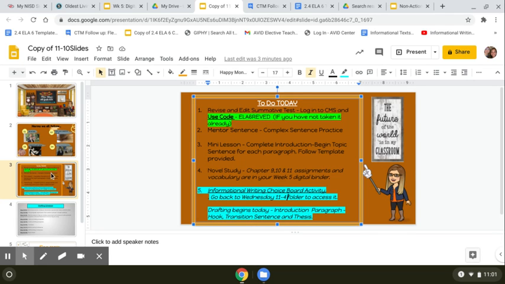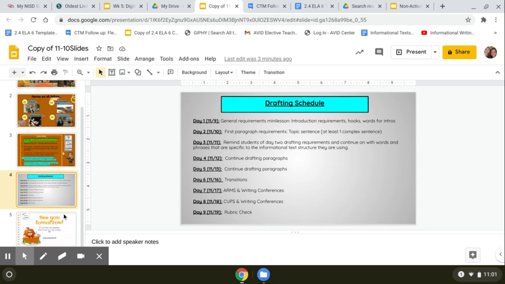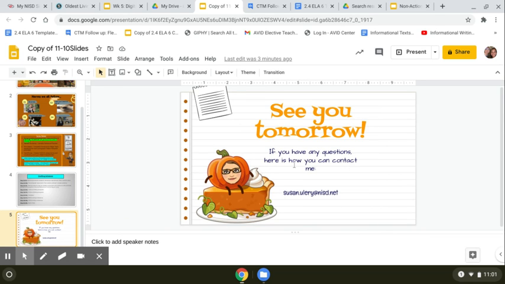Okay, so as a reminder, here is the timeline, our drafting schedule. We will continue to work on this paper tomorrow, working on the topic sentence for each of your paragraphs. And remember, you need to have at least one complex sentence. So again, if you have any questions, please feel free to reach out to me. Thank you to those who continue to email me with their questions and comments. Please email me, get a hold of me anytime, and let's continue moving forward.